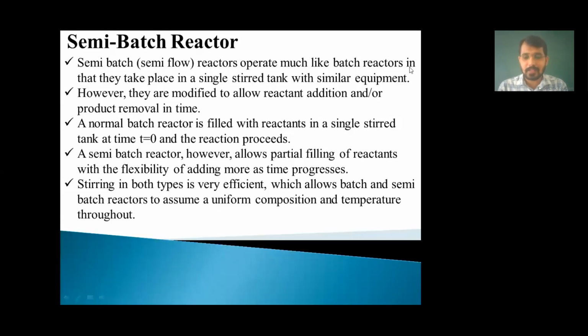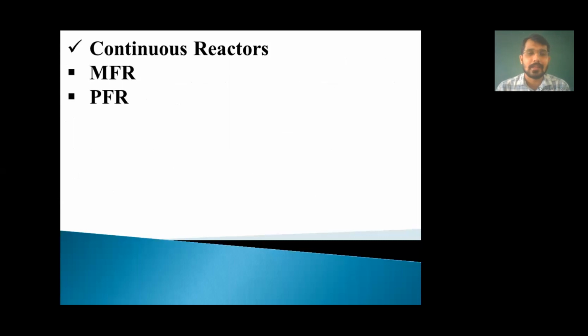So next one is continuous reactor. What is the meaning of continuous reactors? Continuous reactors are those in which we feed reactants in a continuous manner and we withdraw products in a continuous manner. So this is nothing but a continuous reactor. And here there are two types of reactor. One is MFR and another is the PFR. MFR means mixed flow reactor and the other one is the PFR, that is plug flow reactor.